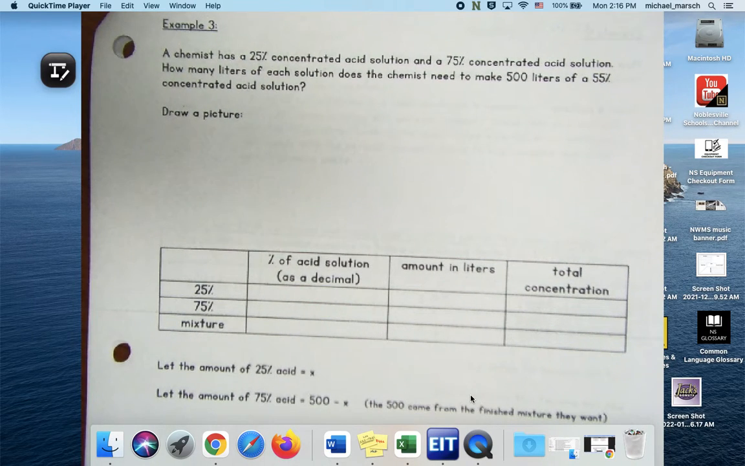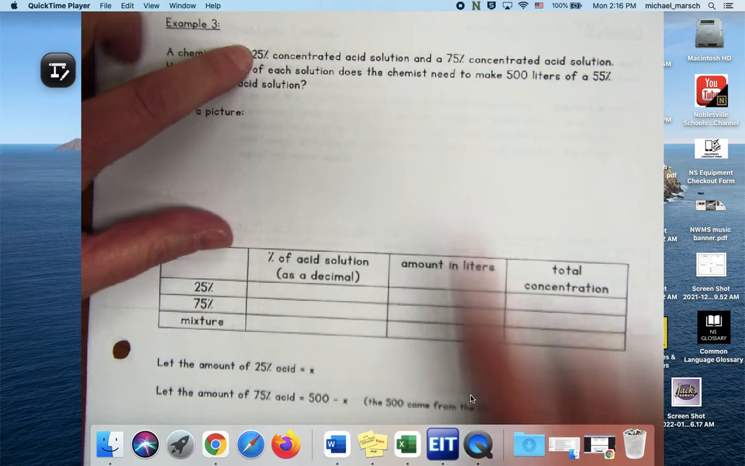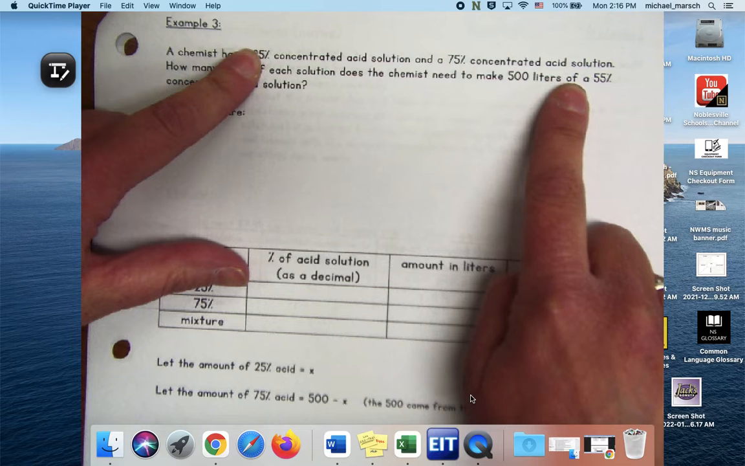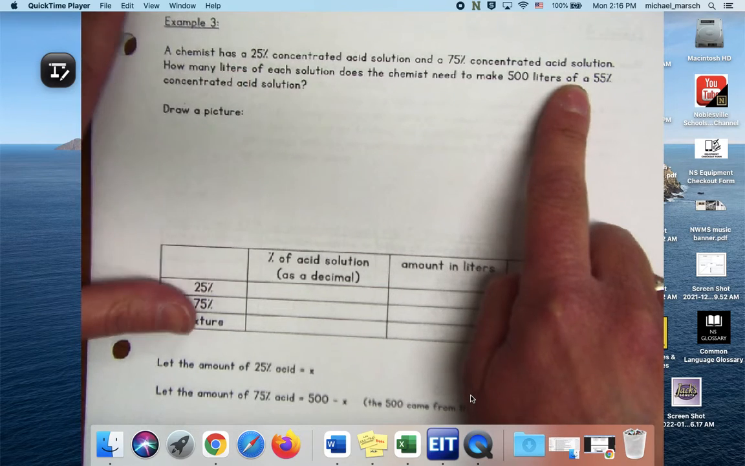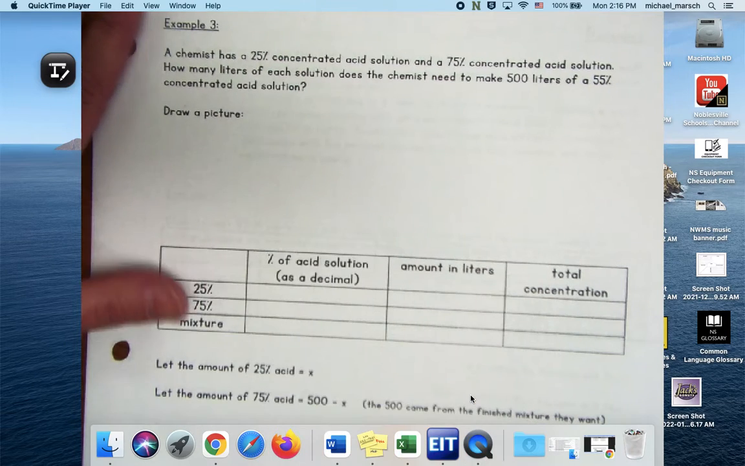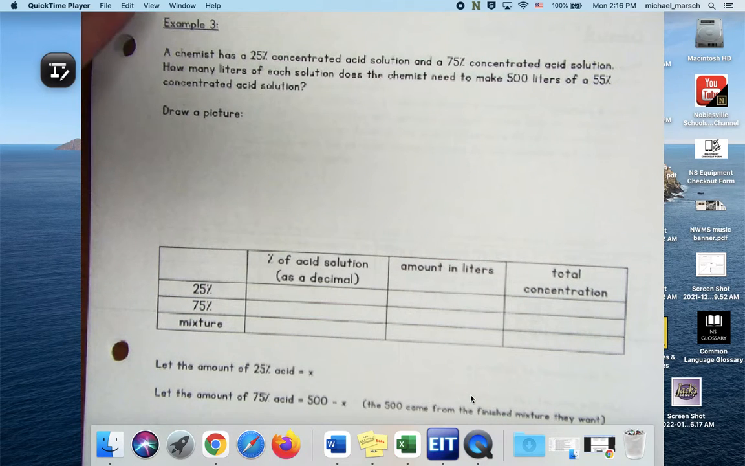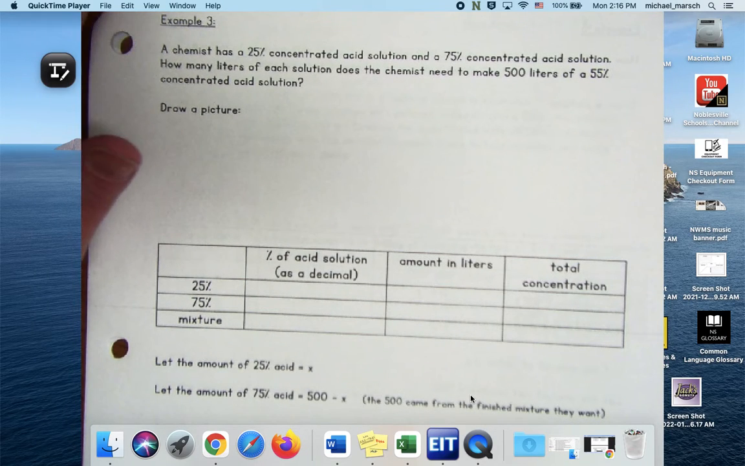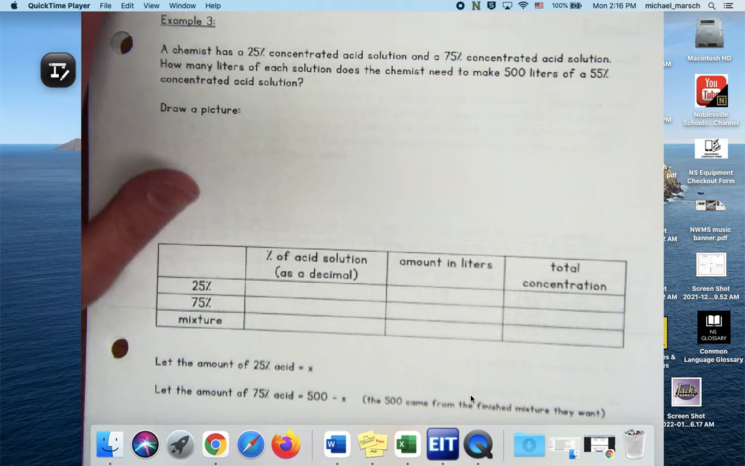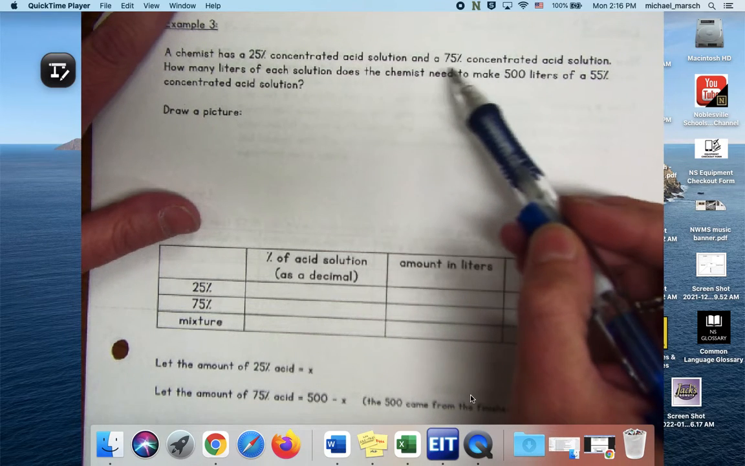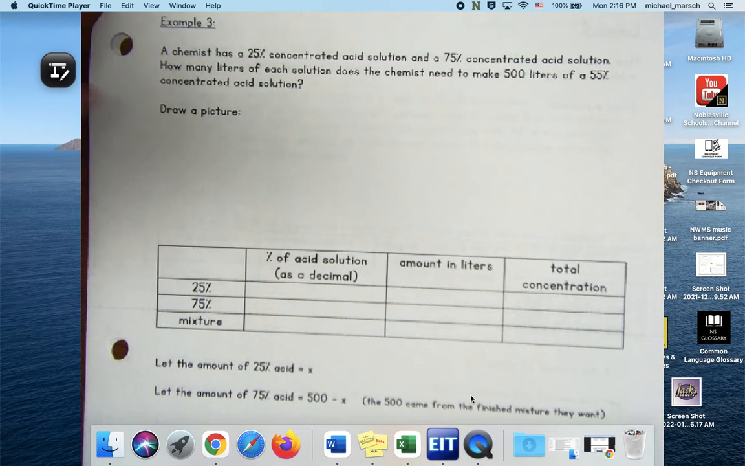So we have a weak solution, I mean it's still pretty strong, and then a super strong one. We want one kind of in the middle. So is it going to be more of this solution or more of this solution? More of the 75% or more of the 25%? More than the other one. The other one? Yeah. I was pointing. You were pointing. So you're going to need more of this because 55 is closer to 75. So that we have that in our mind, right?